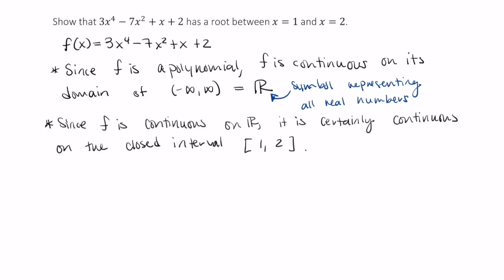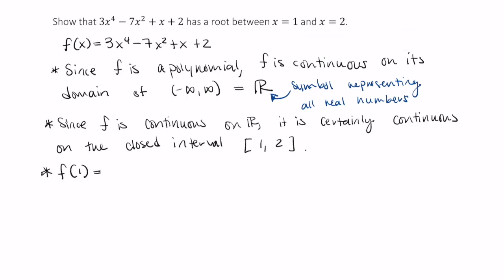All right, so we've laid the groundwork for the intermediate value theorem. Now let's evaluate our function f at x equals 1 and x equals 2. We're looking for a couple things. First thing we're looking for is that f evaluated at 1 does not equal f evaluated at 2. So let's check that first.